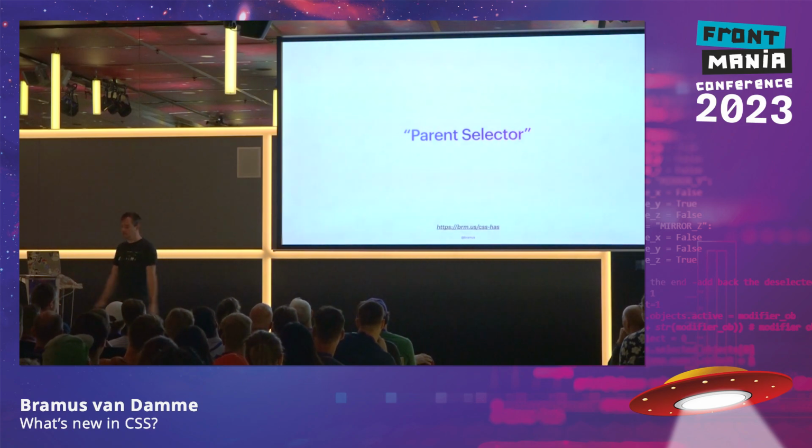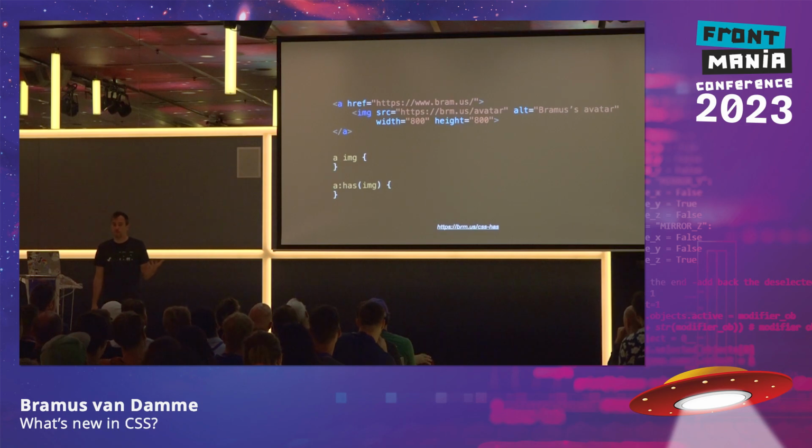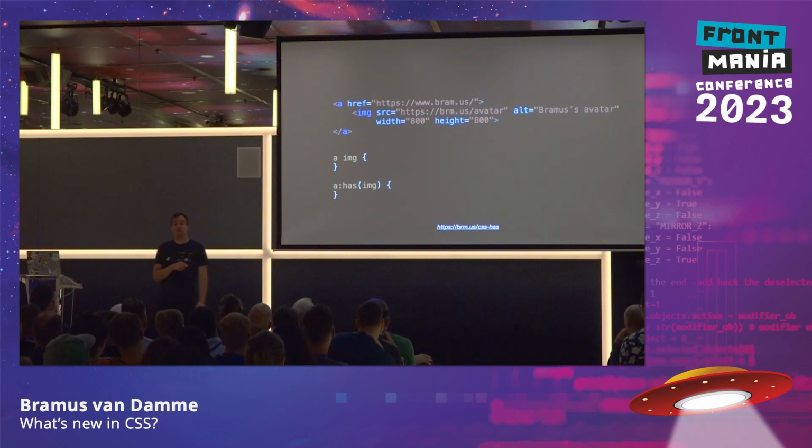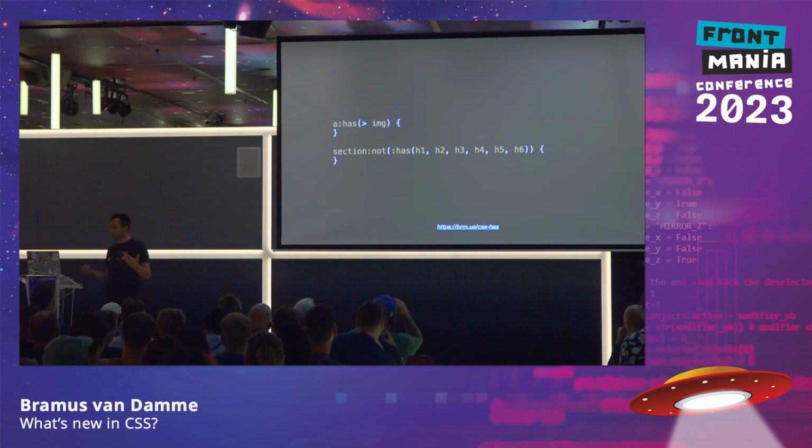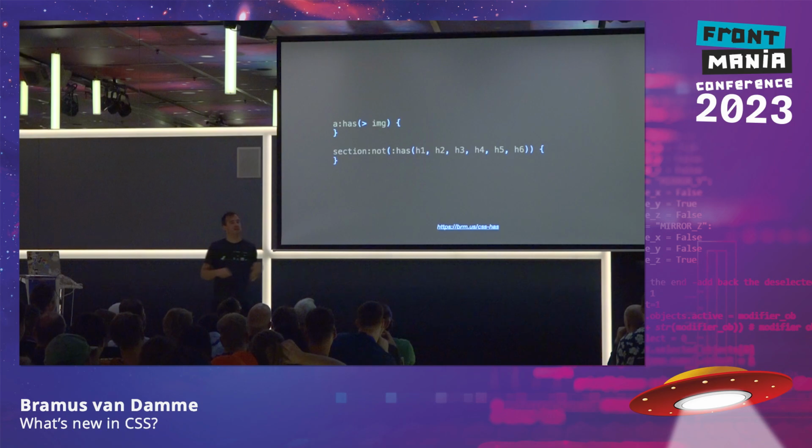The has selector, also known as the parent selector. People say, oh, this is the parent selector, because you can select the parent of a certain element with it. So with this selector, I select the image inside of the A, but with this one, I select the A element that has the image inside. So I'm not selecting the image, I'm selecting the A element itself, the parent element of the image element. Okay, here's another one, because you can use a bunch of things in there. I'm selecting the A that has a direct image child in there. I'm selecting a section that doesn't have a heading in there, and then I'm styling it all very differently.